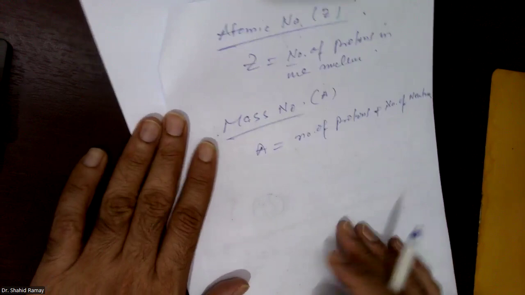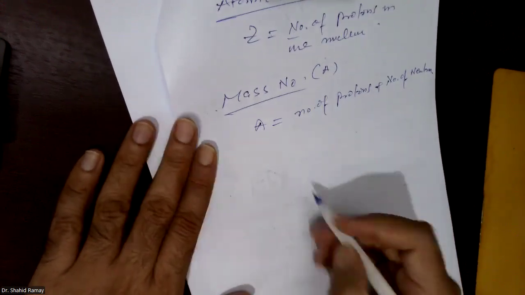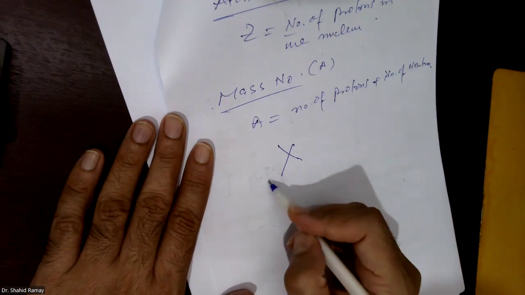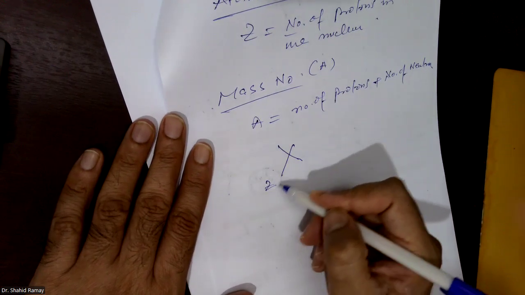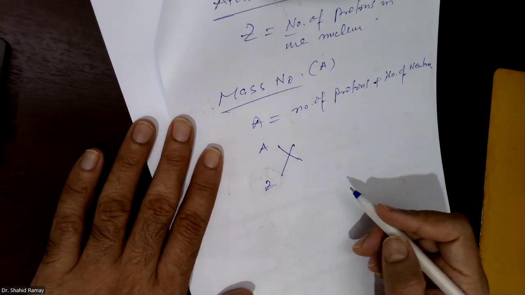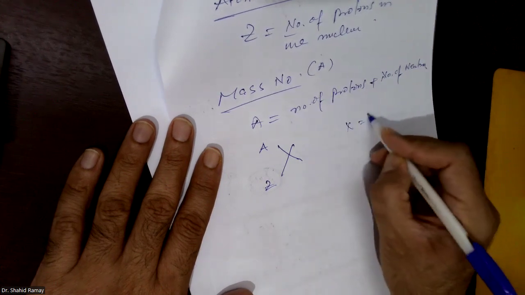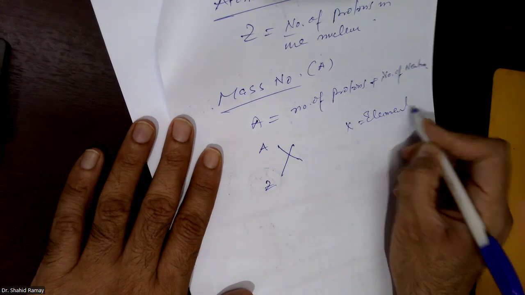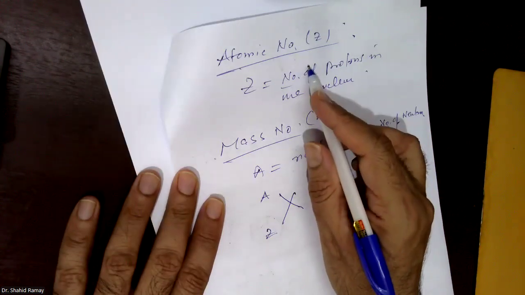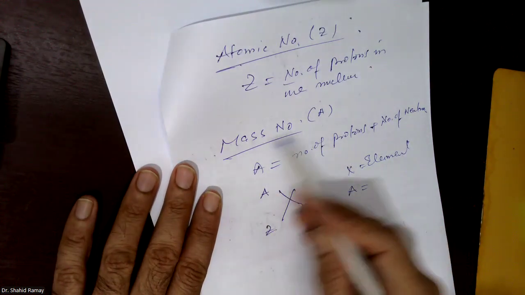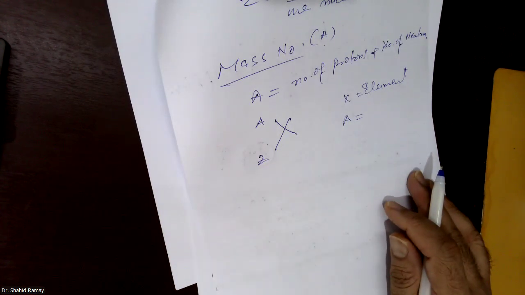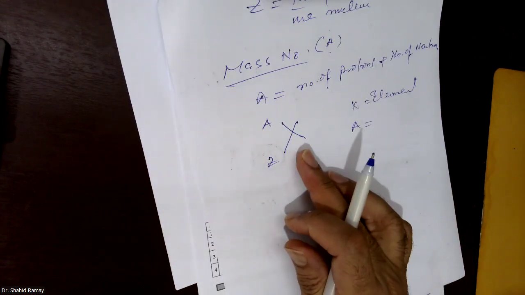If we want to represent any element with A and Z, how will we represent it? This is the general element X. The Z is in the lower part and A is in the upper part. So here X is the element, any element, and Z is the atomic number and A is the mass number. You should remember this symbol.